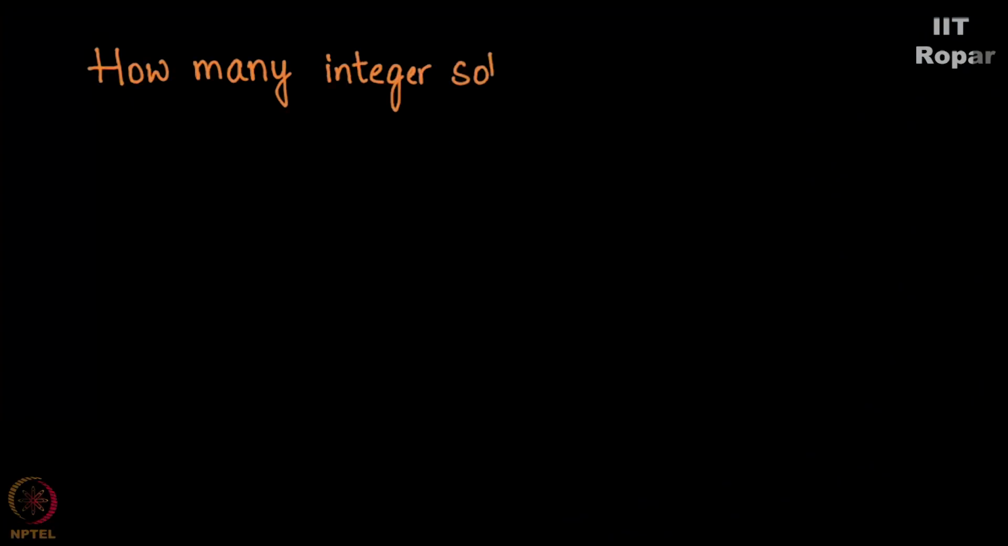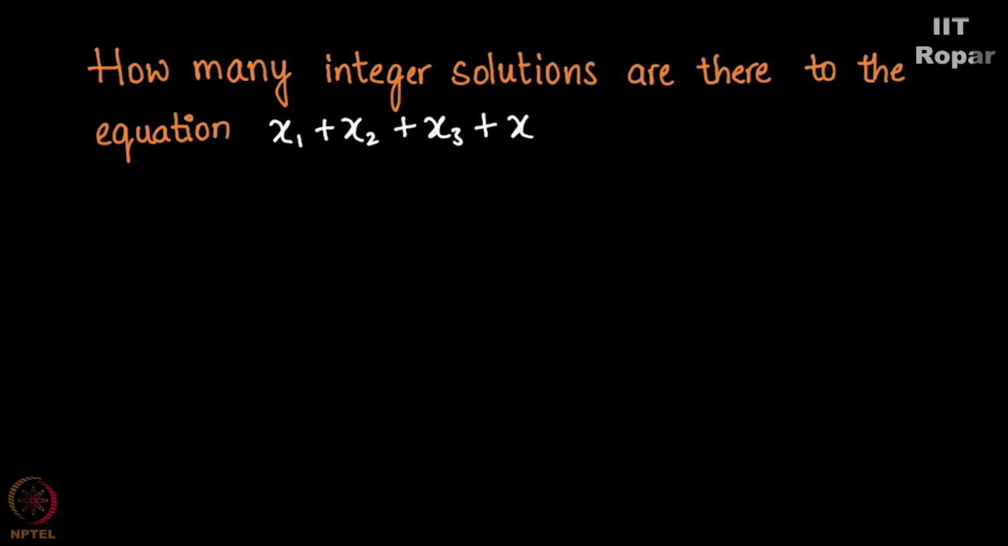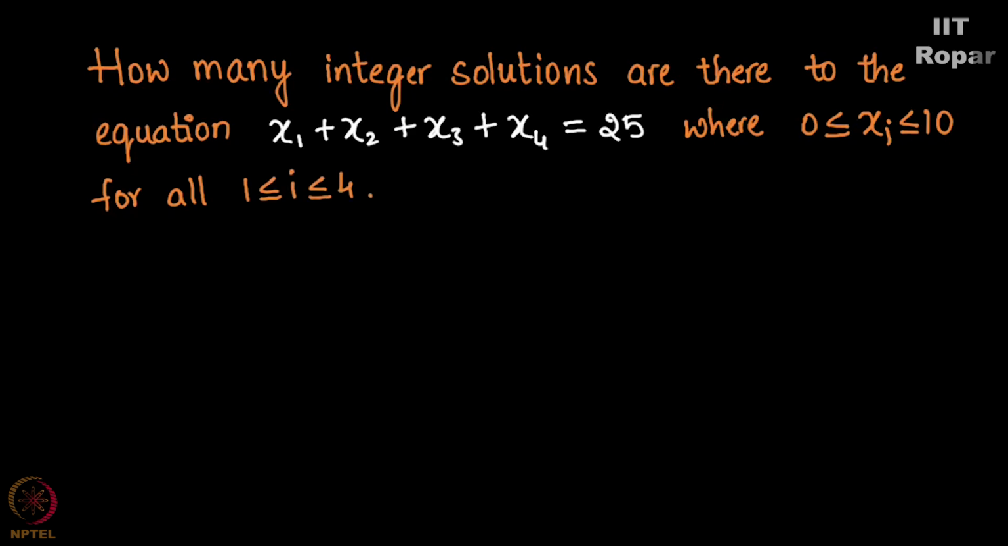How many integer solutions are there to the equation x1 + x2 + x3 + x4 = 25, where all these xi's, that is x1, x2, x3, x4, lie in the range 0 to 10? None of them exceed 10, but their sum must be equal to 25. Now, how many such solutions are possible?